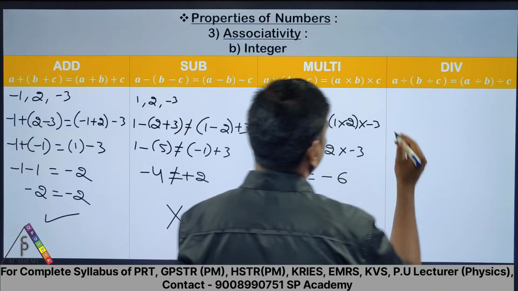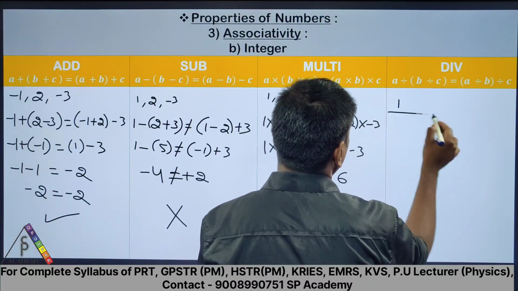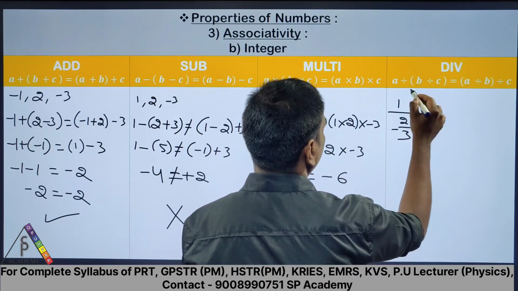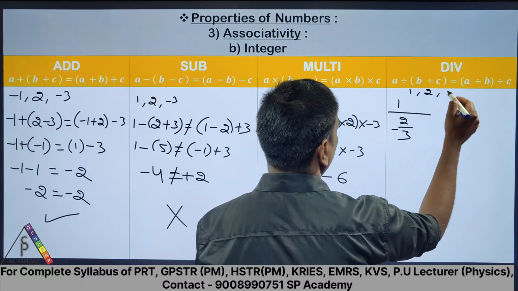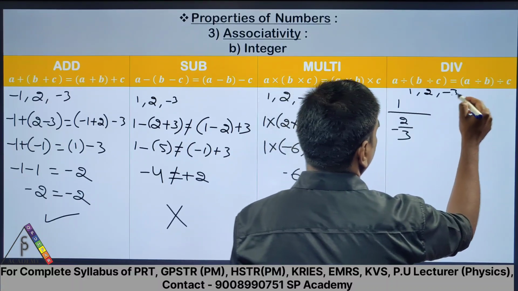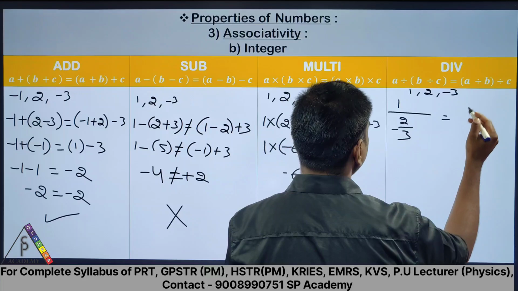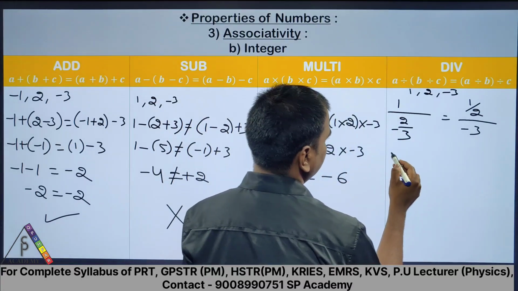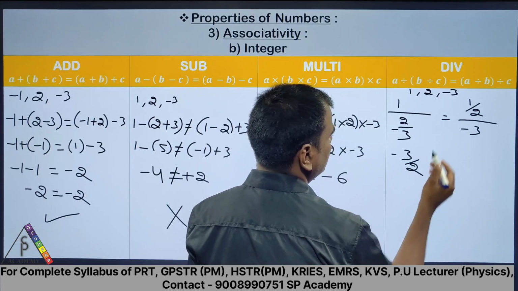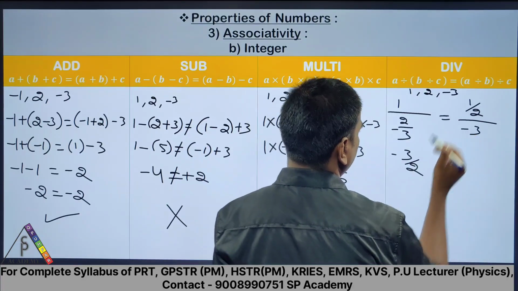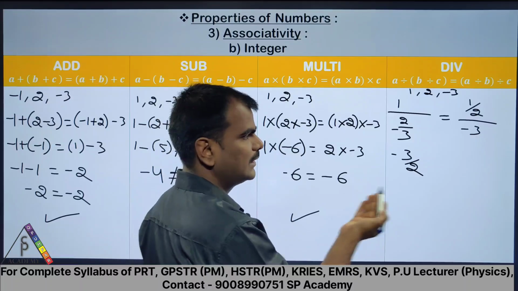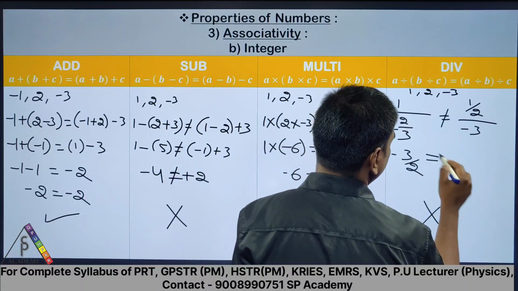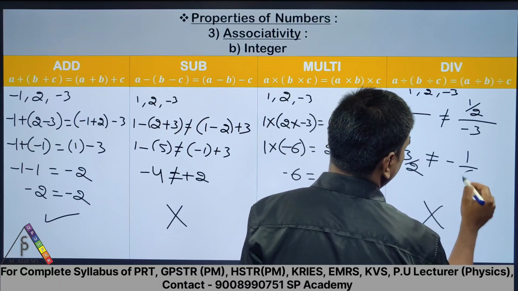Now, when you take division, 1 divided by 2 by minus 3. When you take a, b, c as 1, 2 and minus 3, this is equal to 1 divided by 2 divided by minus 3. This is minus 3 by 2, and we are getting rational numbers. We should get integers, but we are getting rational numbers. Therefore, this is not valid and this is not equal to minus 1 by 6.